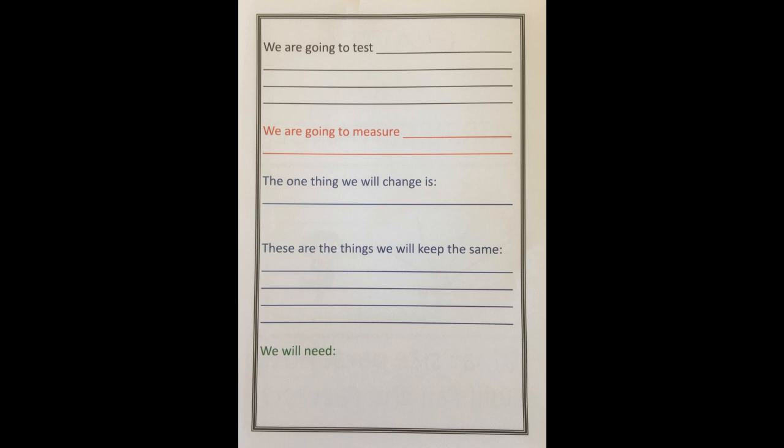Secondly, which one can they control and change? And that's the size of the cone. And finally, and really importantly, which ones will be kept the same every time? This is needed to make a fair test. Most important ones here are the height it is dropped from and the mass of the cone.